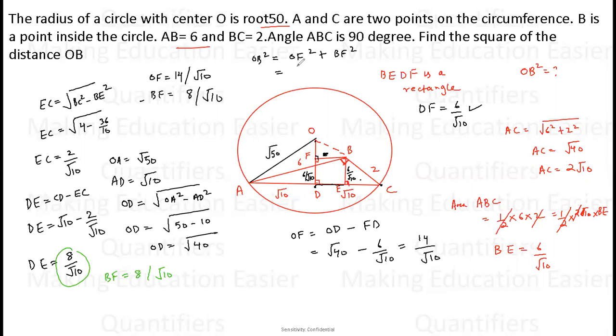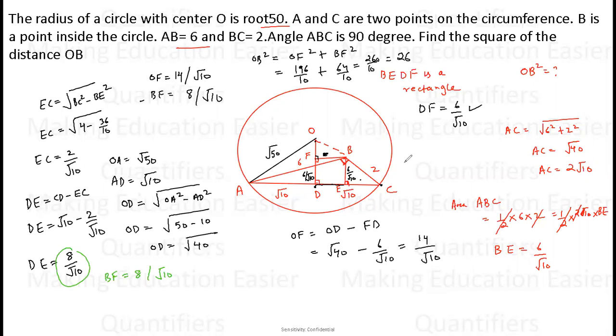OF square कितना हो जाएगा? 196/10 and BF square will be equal to 64/10. So students, if we solve this, we'll get 260 divided by 10. So 26 is the answer. 26 is the answer guys. This was a really tough one.